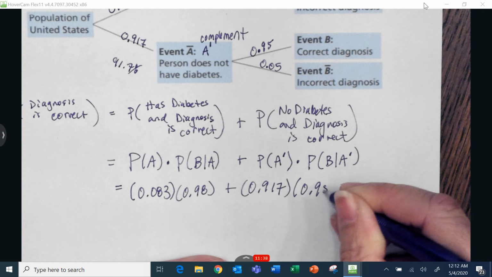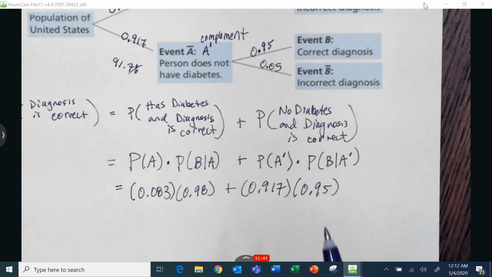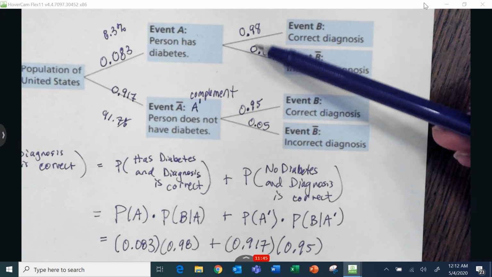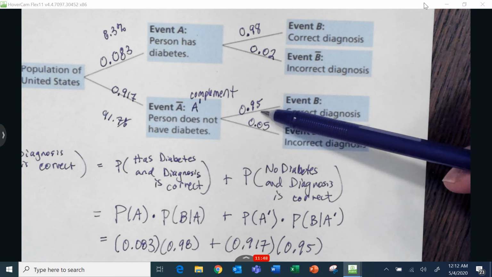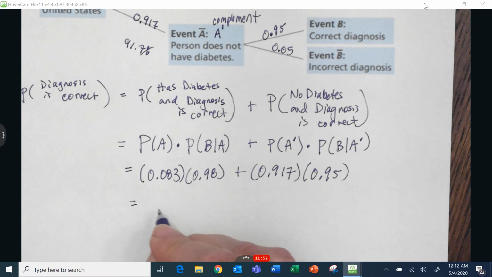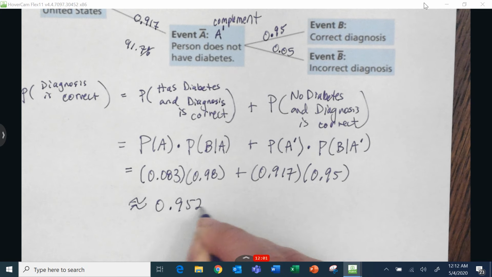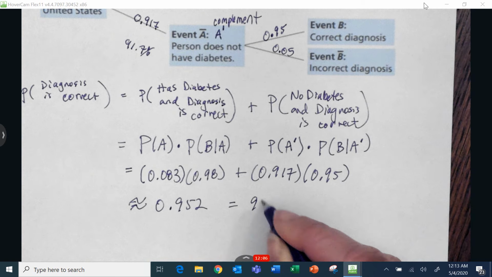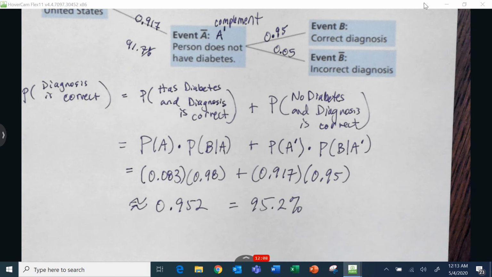If I were thinking about this without knowing much about probability, I would think it would be somewhere right in between 98 and 95. But when you actually multiply this out and add these together, we get approximately 0.952, which as a percentage is 95.2% accuracy for the test in general.